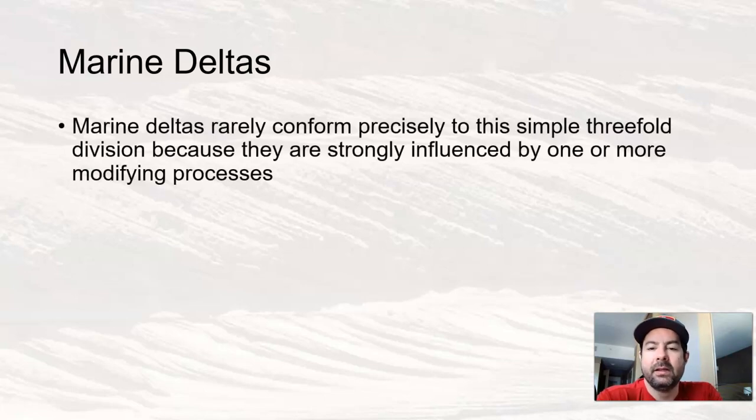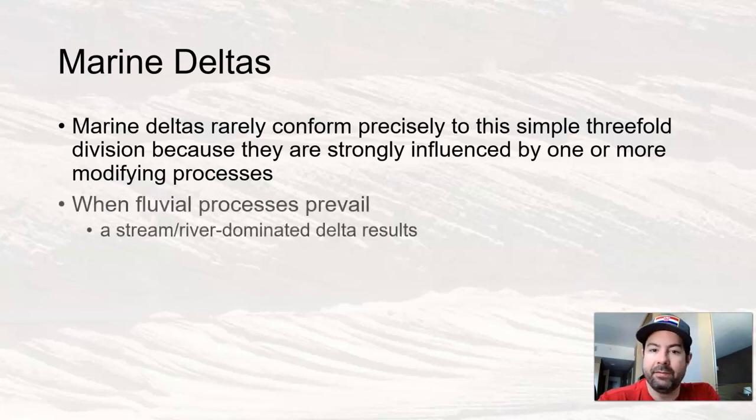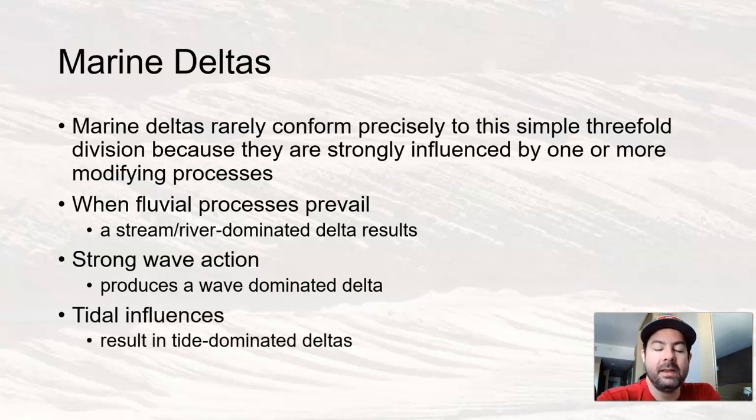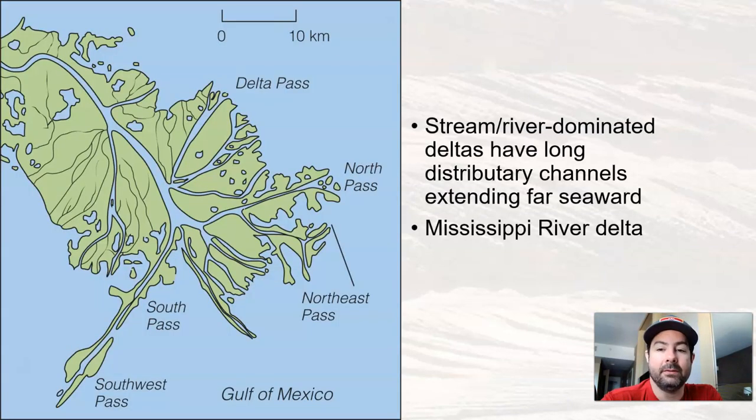What are more common are the oceanic-based deltas. So marine deltas rarely conform to the simple threefold division, because there's a strong influence by some modifying processes within the ocean. When fluvial processes prevail, a stream or river-dominated delta results. When there's strong wave action affecting the sediment, a wave-dominated delta forms. And when there are large and strong tides affecting the sediment at the delta, that's a tide-dominated delta.